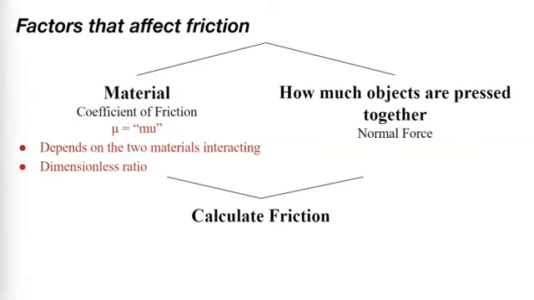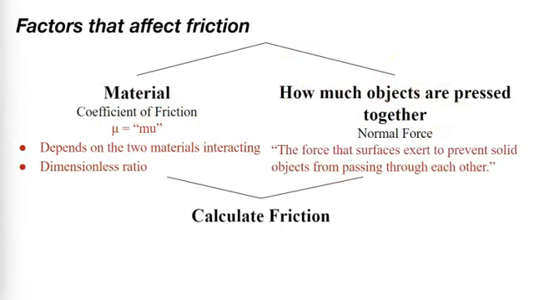The second thing that impacts frictional force is how much the objects under study are pressed together, which is related to the normal force. Just to recap, the normal force is the force that surfaces exert to prevent solid objects from passing through each other, and generally the bigger the normal force, or the heavier the object is, the greater the frictional force is going to be.